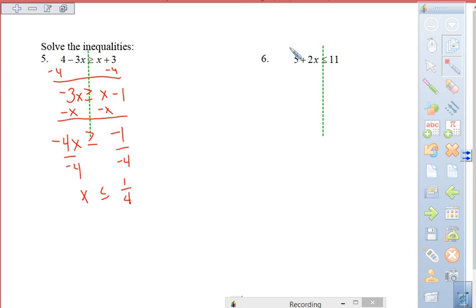Number 6. We need to get the numbers on the same side, so we want to subtract a 5. So we get 2x is less than or equal to 6. Divide by 2. And now we have x by itself. 6 divided by 2 is 3, and we keep our inequality symbol.